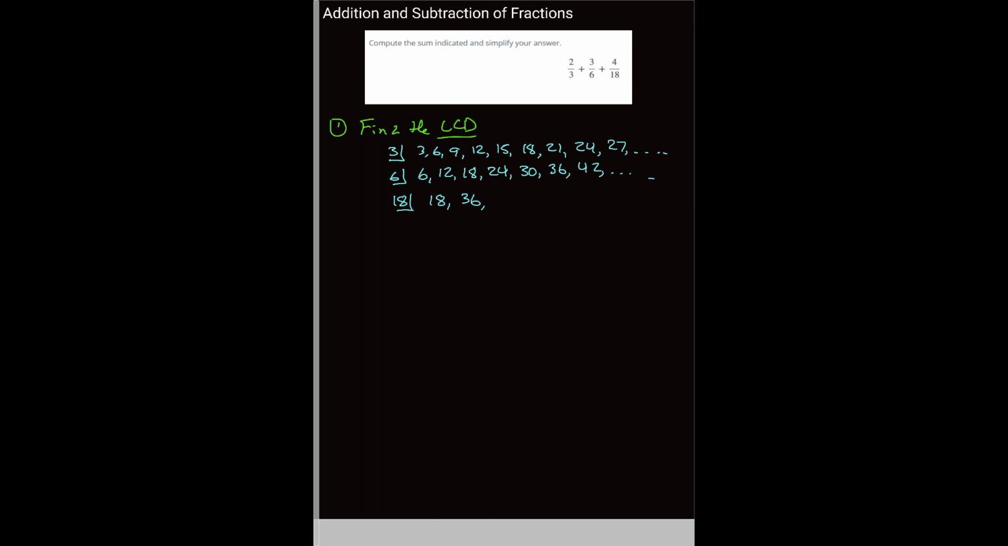For 18: 18, 36, 54, 72, and so on. Yes, I had to use a calculator for that one. So the least common denominator is the smallest number that all 3 lists have in common. In this case, the smallest number that all 3 of them have in common would be 18. So 18 would be your least common denominator.